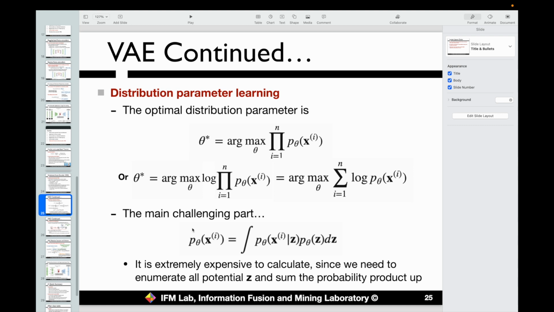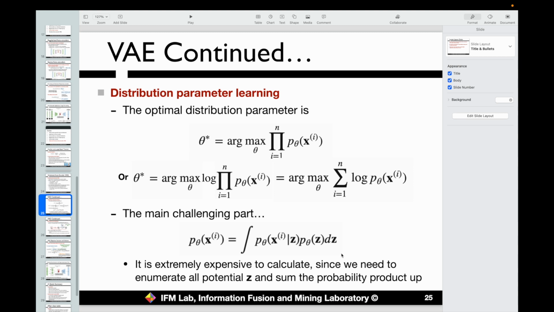However, this term will be very expensive to calculate because we have to enumerate all the potential z and then integrate them together. In other words, we have to enumerate all the potential z, which is very costly because in the space we have an infinite number of z's, and it will be very hard to calculate this p x term by this equation.